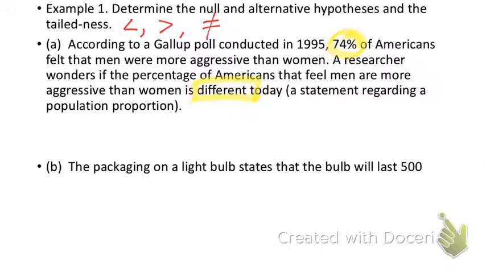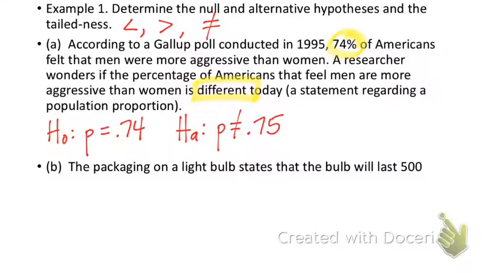So, my null hypothesis is P equals 0.74. The alternative, what direction do we think it's going? It says different. Not equal to, because it just says different. If it said higher or something, then we would do a greater than. If it said lower, less than. But if it just says different, that automatically means not equal to. And P represents the true proportion of Americans that felt men were more aggressive.